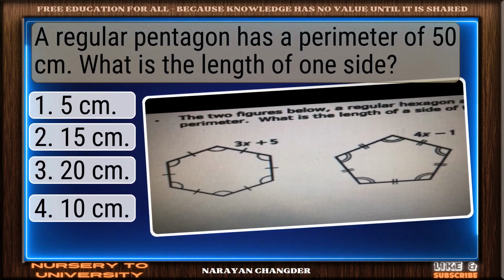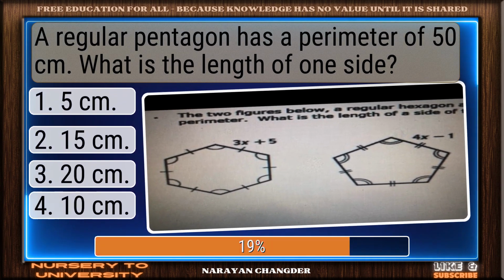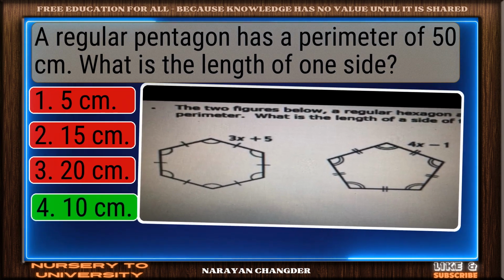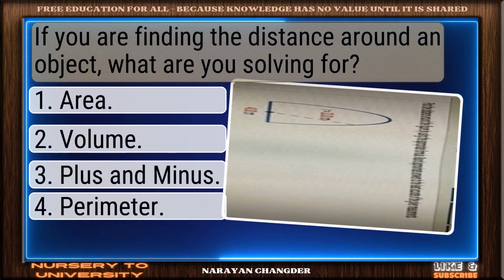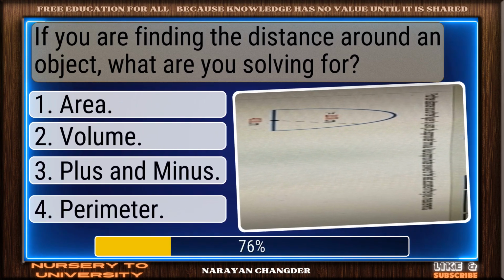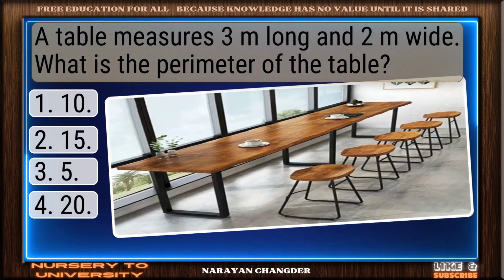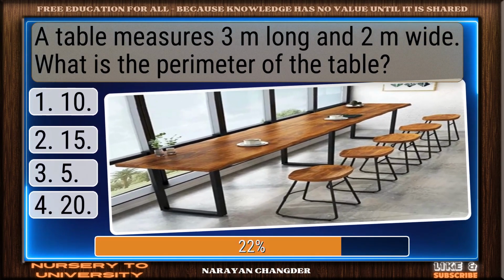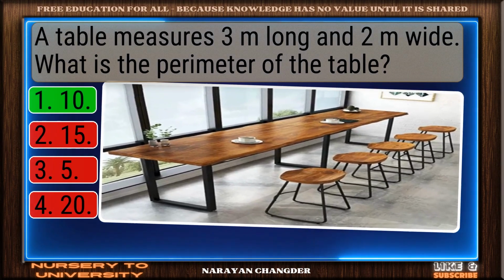A regular pentagon has a perimeter of 50 cm. What is the length of one side? Nicely done. 10 cm is a solid answer. If you are finding the distance around an object, what are you solving for? Right again. Perimeter is a valid answer. A table measures 3 m long and 2 m wide. What is the perimeter of the table? Good job. Your answer 10 works well here.